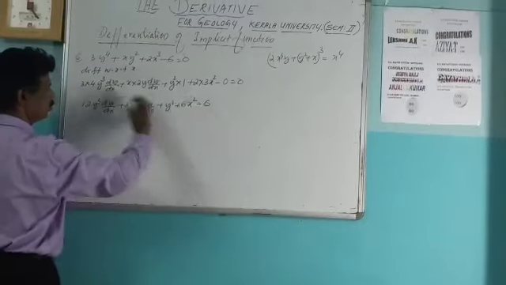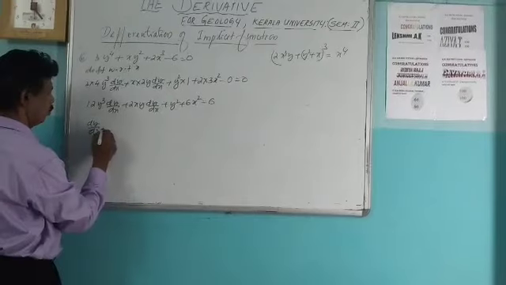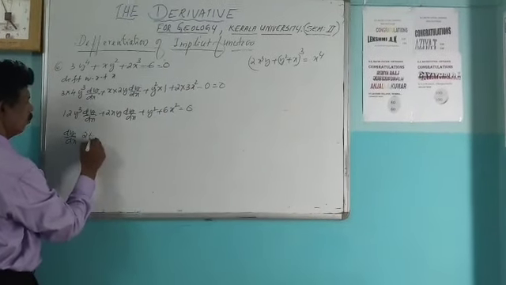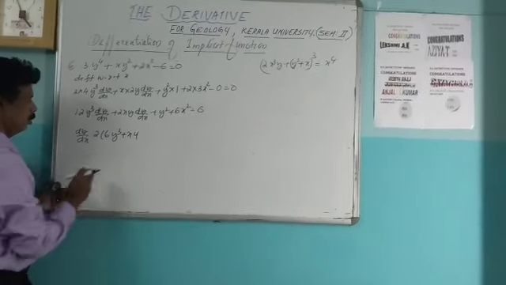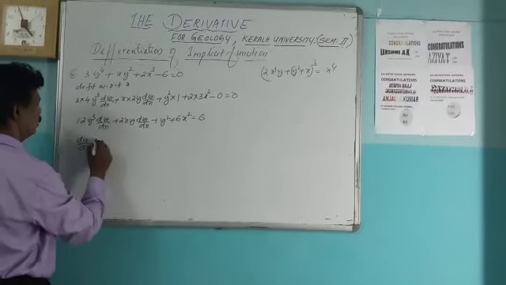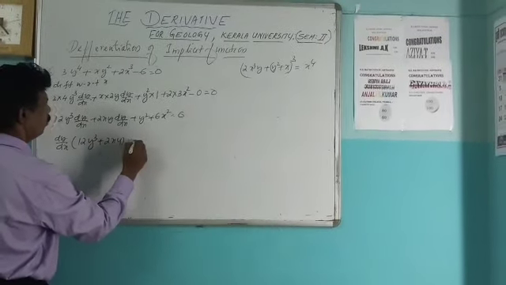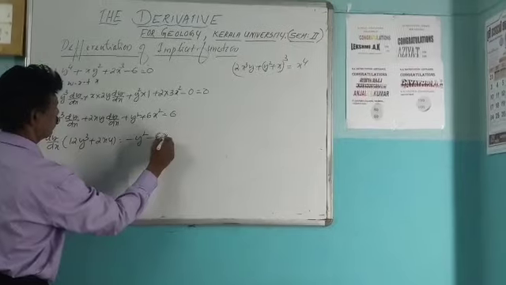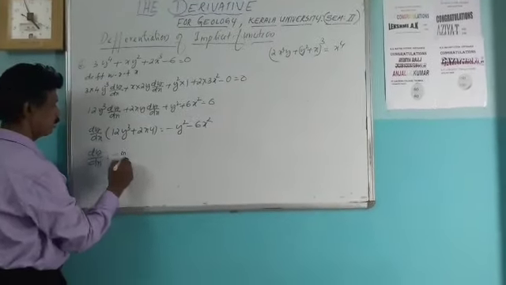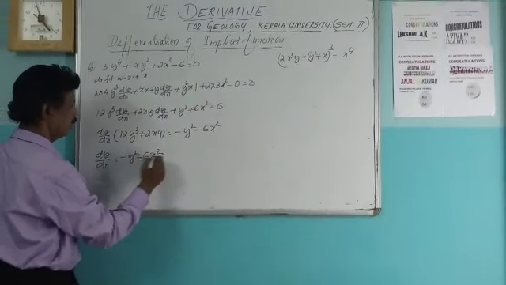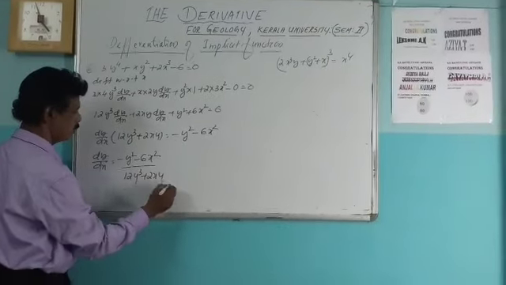Then take dy/dx common. So take this: 12y cube plus 2xy equal to minus y square minus 6x square. So dy/dx is equal to minus y square minus 6x square divided by 12y cube plus 2xy. That is the answer.